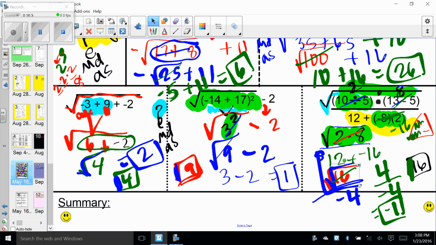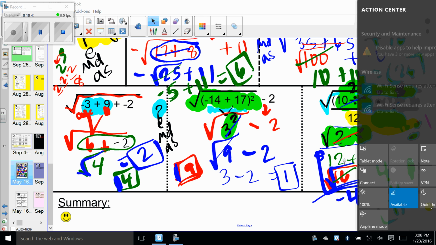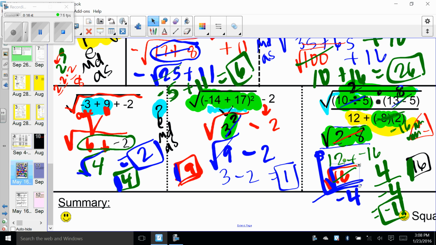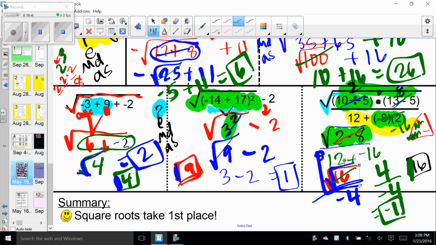So what we've done today is the order of operations with square roots, negatives, exponents, everything that we've done. We've added square roots, and the key idea is this. The key thing that you have to keep in mind is that square roots are in first place. They're actually, I should say, tied with parentheses for first place, left to right.